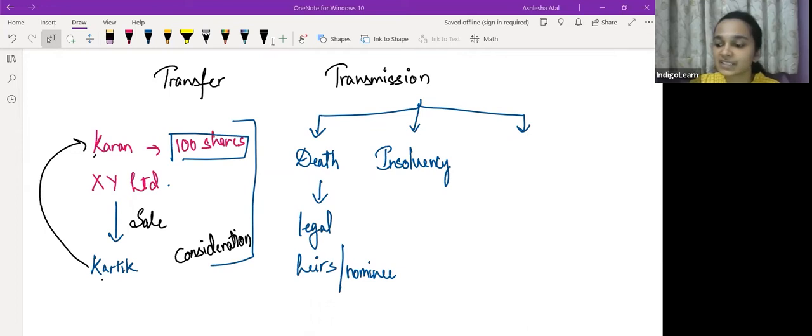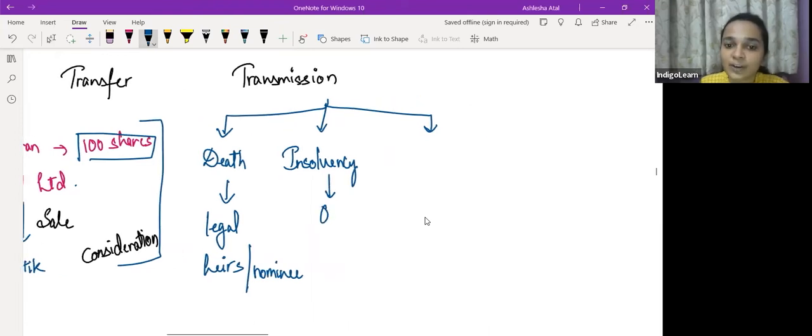So insolvency is a situation wherein a person is not in a position to pay off his liabilities. So the second situation wherein transmission of shares happens is in case of insolvency. In the case of insolvency, to whom will the shares be transmitted? In the case of insolvency, shares are transmitted to a person called the official receiver or official assignee.